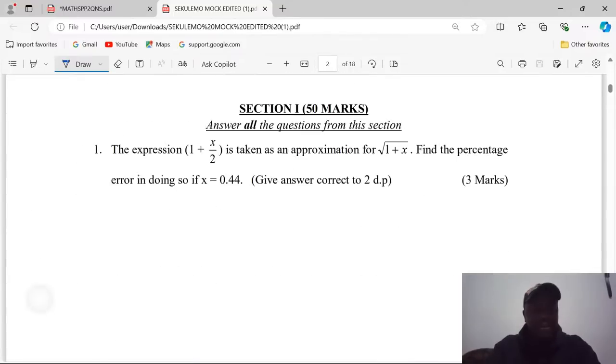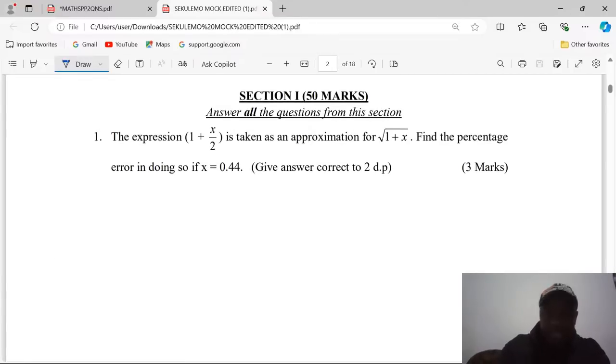Number one, directly, it's a question on errors and approximations from Form 3 Topic 2. The expression 1 plus x over 2 is taken as an approximation for the square root of 1 plus x. Find the percentage error in doing so if x equals 0.44. Give answer correct to 2 decimal places. So the accuracy of 2 decimal places should only be applied to the final answer. This one is not restricted to the workings that you shall do.